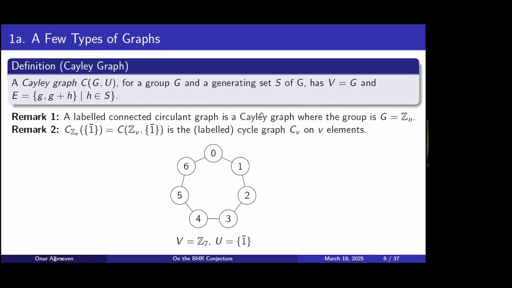All right, the next graph that's going to be important is the Cayley graph. A Cayley graph is the graph of a group with a generating set.